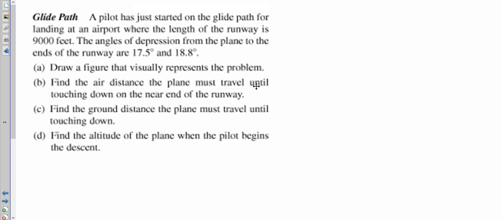Okay, welcome back. We're going to continue our application looking at law of sines and law of cosines. Now we have one which is a glide path, and you really want to know how to set up these types of problems. What we have right here is a pilot has just started on a glide path for landing at an airport where the length of the runway is 9,000 feet.